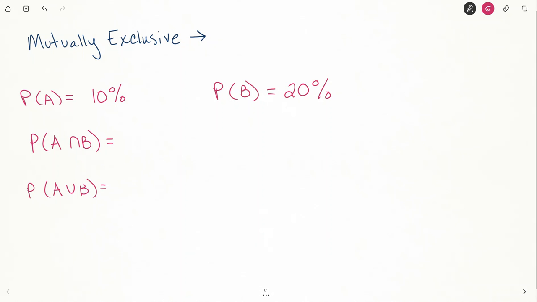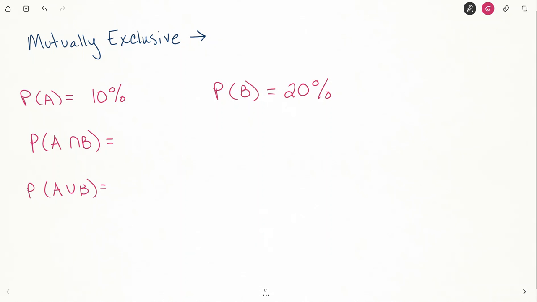Thank you for sending the question about mutually exclusive or not mutually exclusive events and finding the probability of A and B, as well as finding the probability of A or B. To start with, let's talk through what it means to be mutually exclusive.